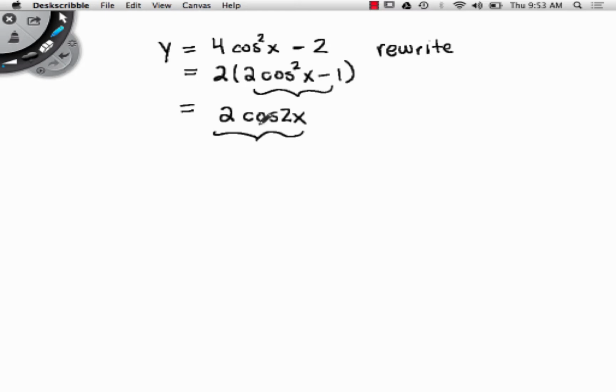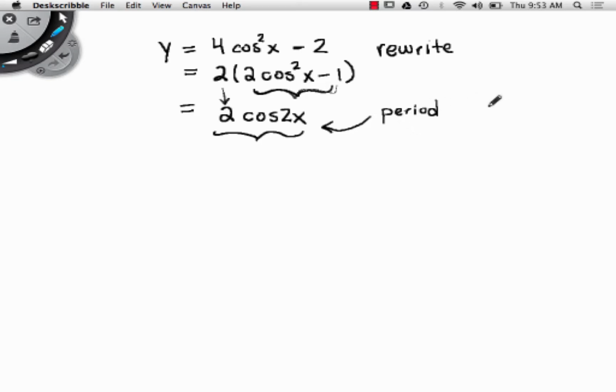Wait, reduction in power. What happened to your 2? What happened to my 2? Yeah. That's my 2 right there. Okay. And then this right here, if you look back at that chart at the beginning of 5.5, can be replaced with the cosine of 2x. It can be substituted. Do you remember how to find the period? What's the period of plain cosine? 2 pi, right?